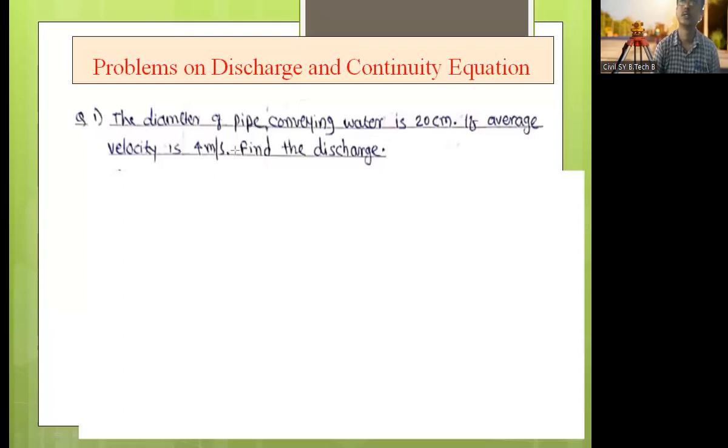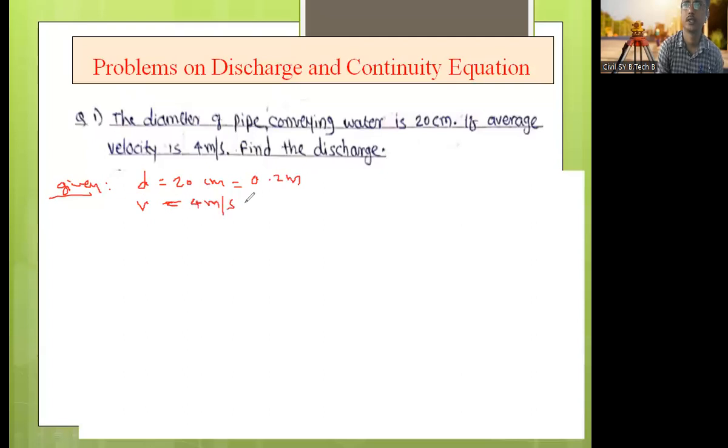This is the problem. A very simple problem it is. Within a minute, you can find the answer to this question if you have understood the formulas. Write down the given things first, and after getting the answer, put your answers in the chat box quickly. What is given? Diameter is 20 centimeter. Convert that to meter: 0.2 meter. Average velocity v is 4 meter per second.